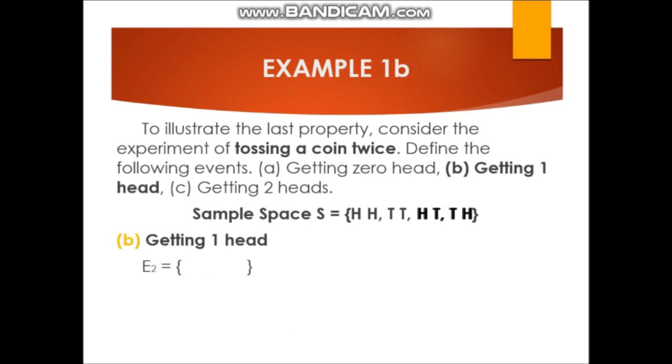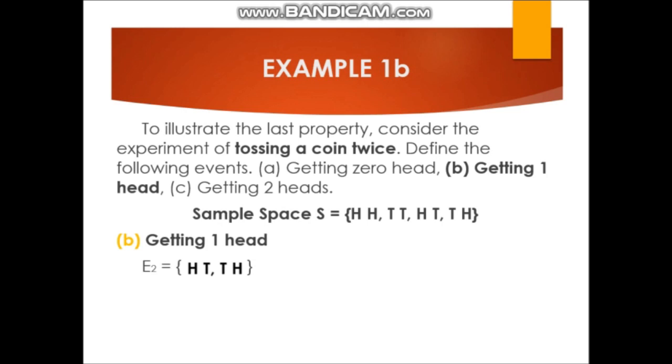Okay, and for letter B, getting 1 head in tossing a coin twice. So the same thing, we have 4 elements in a sample space, but what we need is an element with 1 head. Out of the 4 elements of the sample space, how many have only one head? So, we have 2. That is head, tail, and tail, head. So, that means our number of events is equal to 2 with the sample space equal to 4.